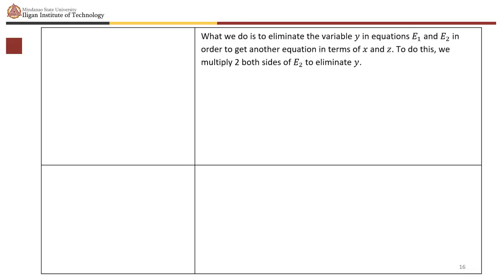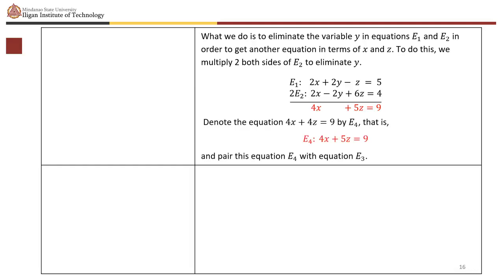What we do is to eliminate the variable y in equations e sub 1 and e sub 2 in order to get another equation in terms of x and z. To do this, we multiply 2 to both sides of e sub 2 to eliminate y. That is, we now have the following. E sub 1 equals 2x plus 2y minus z is equal to 5. And we multiply 2 to e sub 2. We have 2x minus 2y plus 6z is equal to 4. So that when we add them, we have 4x. And this one, 2y minus 2y is 0. Minus z plus 6z is 5z. 5 plus 4 is equal to 9.